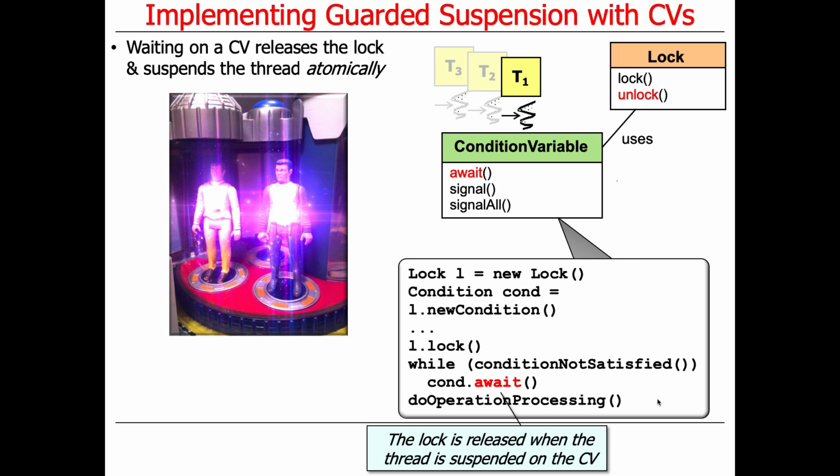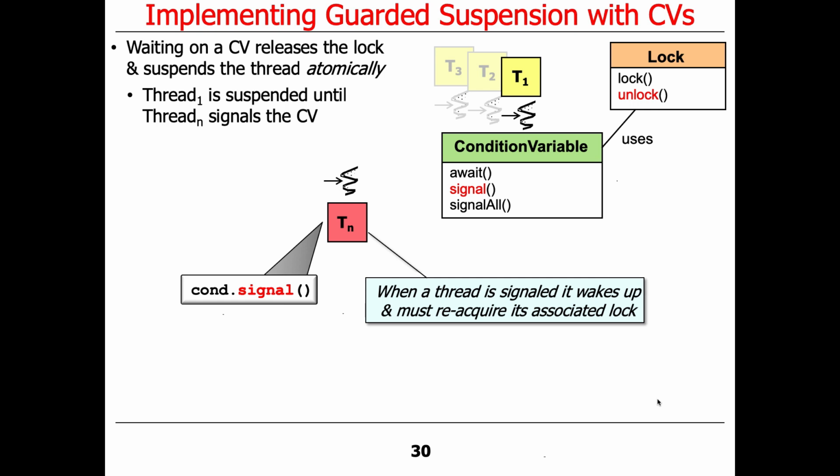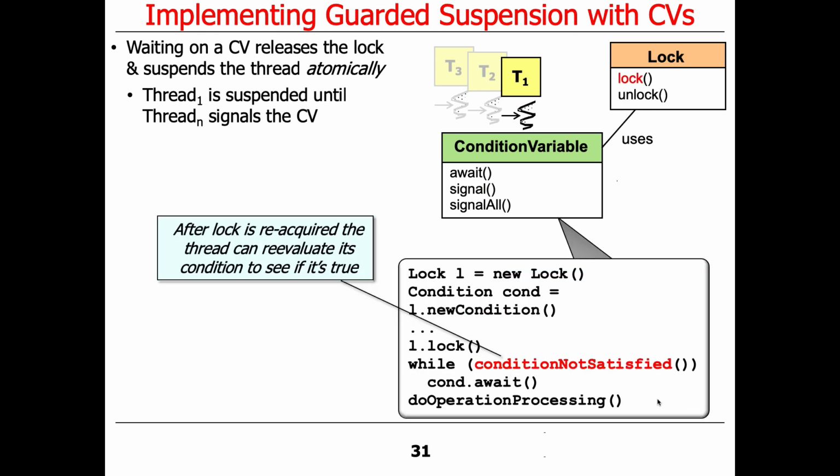Waiting on a condition variable: when you do a wait, that atomically releases the lock and suspends the thread. So it's like our typical atomicity thing. You don't get to do anything until you go to sleep and the lock is unlocked at the same time. And this thread that's waiting gets suspended until some other thread signals the condition variable. When the thread is signaled, it wakes up and has to reacquire the lock, so it goes from unlocked back to locked. Once it's locked, it rechecks the condition to see if the condition has been satisfied.